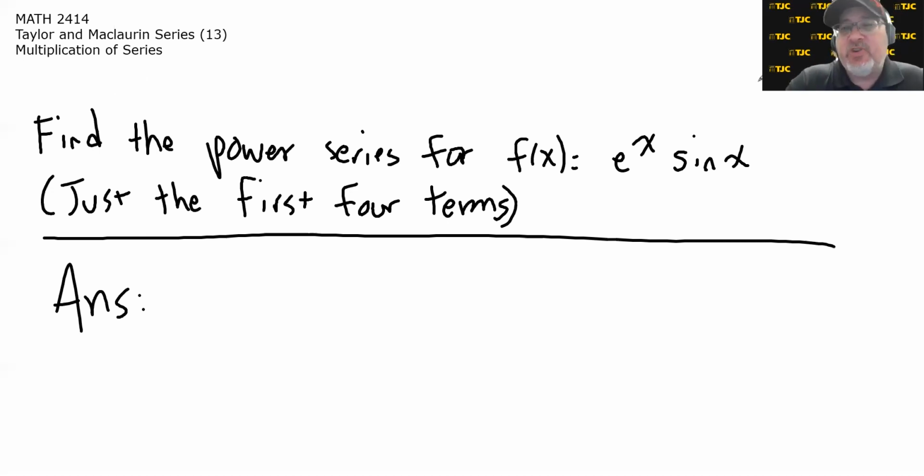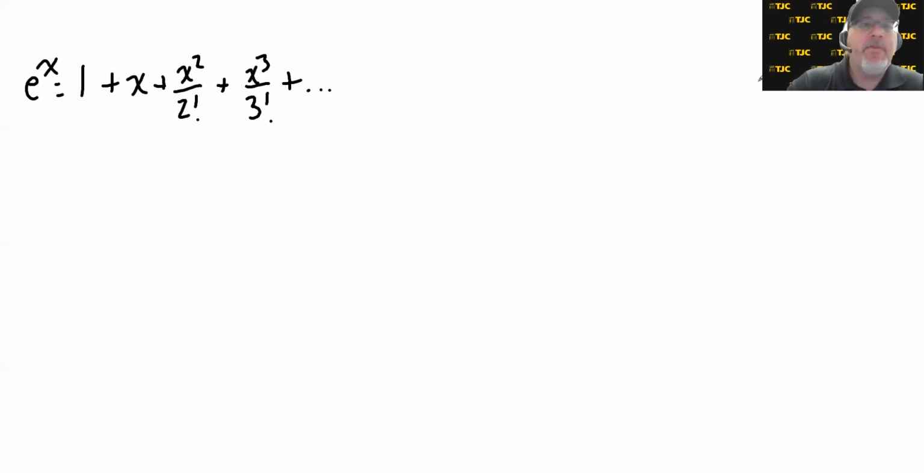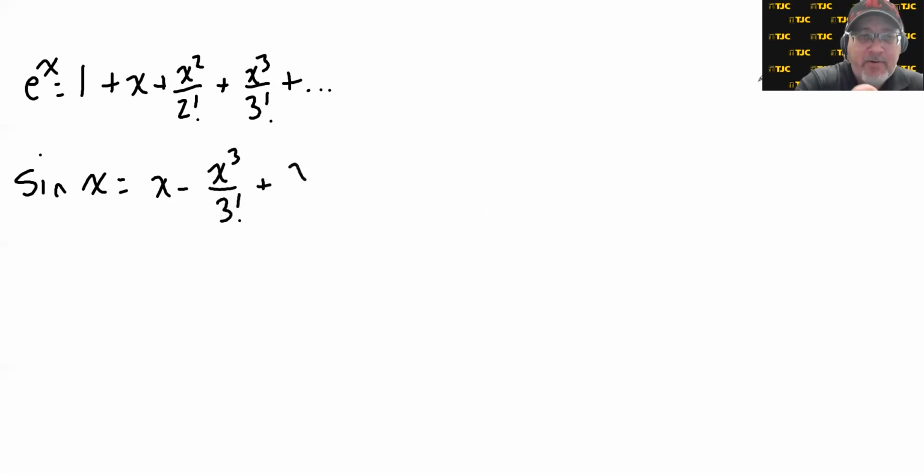There's a reason why sometimes you just need a few terms at the beginning. It's usually because you're estimating something, and as your polynomial gets higher powers, the terms get smaller and smaller, with more decimal places that don't affect the accuracy too much. We know the power series for e to the x, and we know the power series for sine of x. Sine of x starts with x, and then it alternates through odd powers and factorials.